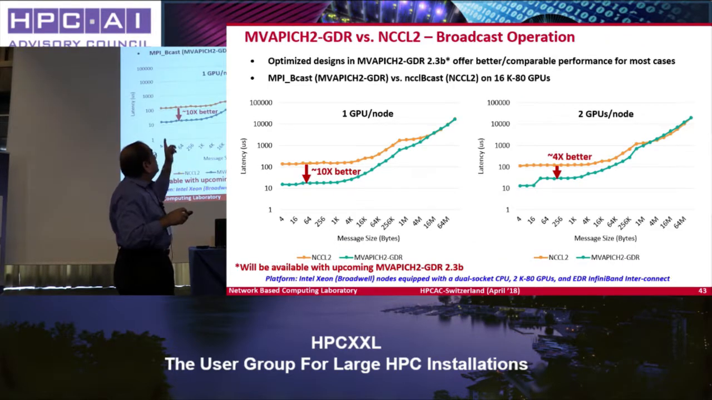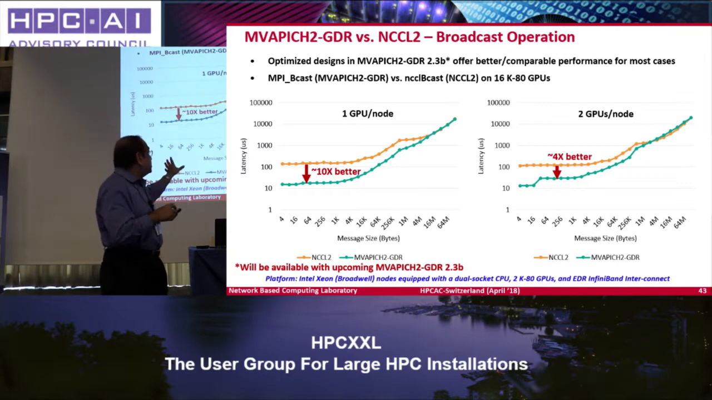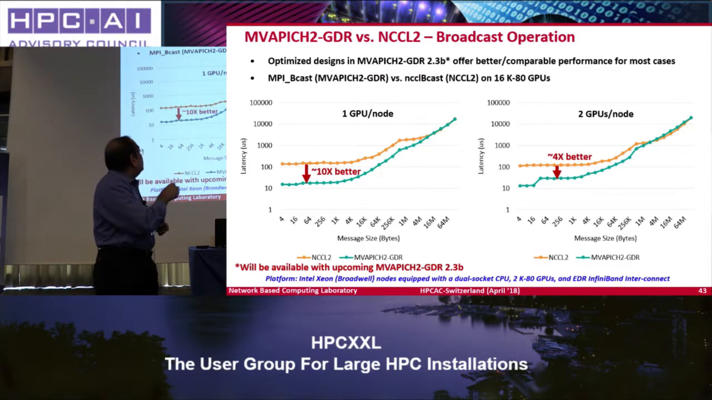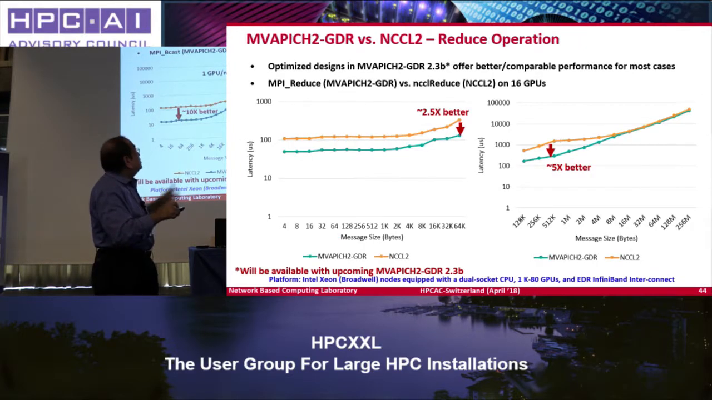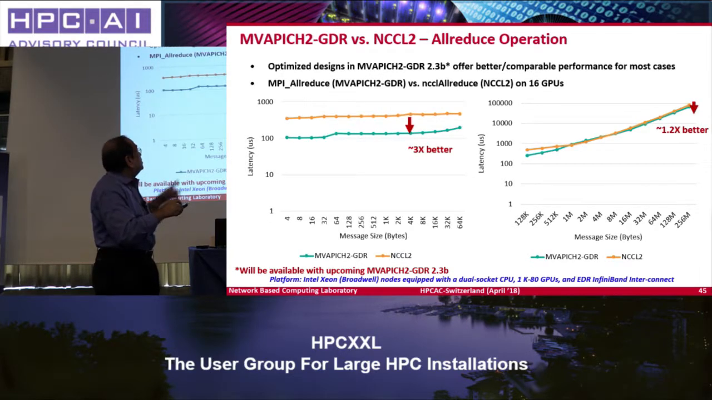This is with NCCL2. I think Axel led to that. This version has not been released. It's coming up. Compared to even NCCL2 from NVIDIA, with a pure MPI-based solution, for small messages and large messages, we can do better. This is for broadcast. This is for reduce, similar kind of story. And then this is for all reduce.